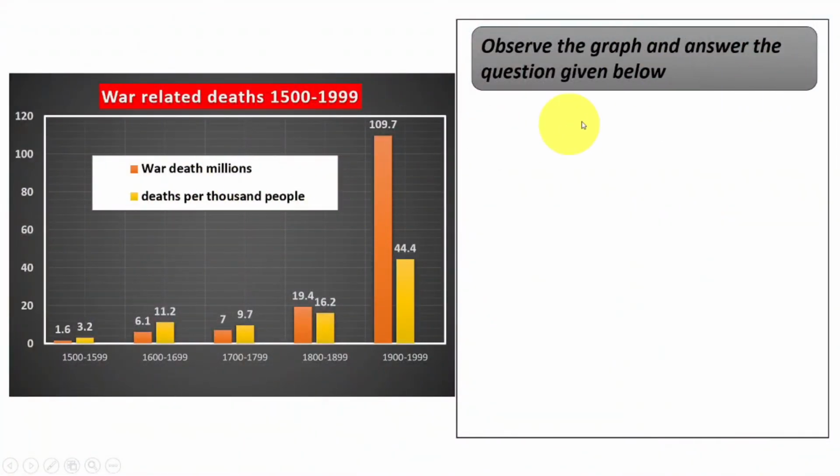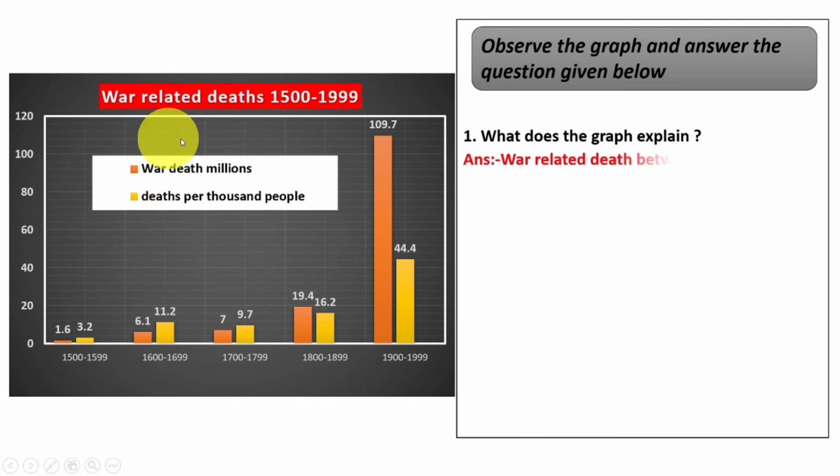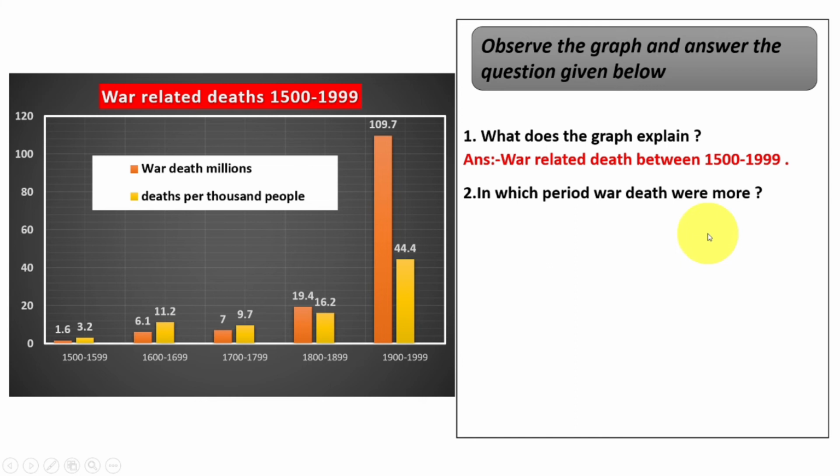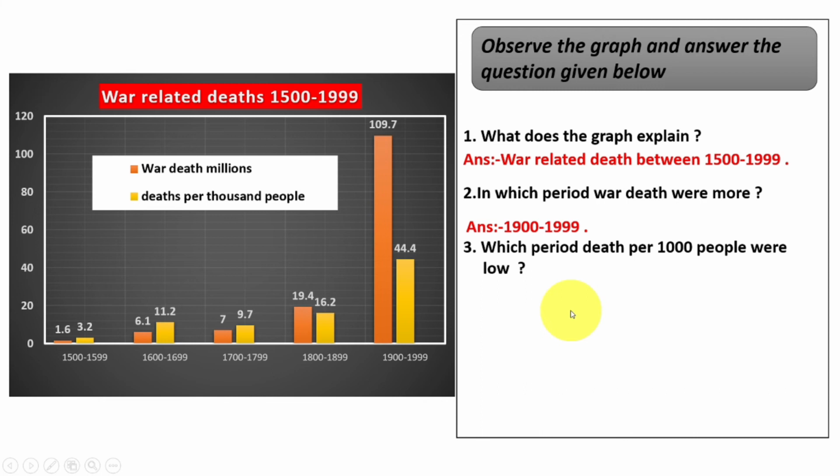Observe the graph and answer the questions given below. War-related deaths from 1500 to 1999. What does the graph explain? This graph explains war-related deaths between 1500 and 1999. In which period were war deaths more? It was in 1900 to 1999. In which period is the death rate per 1000 people very low? Very low is 1500 to 1599.